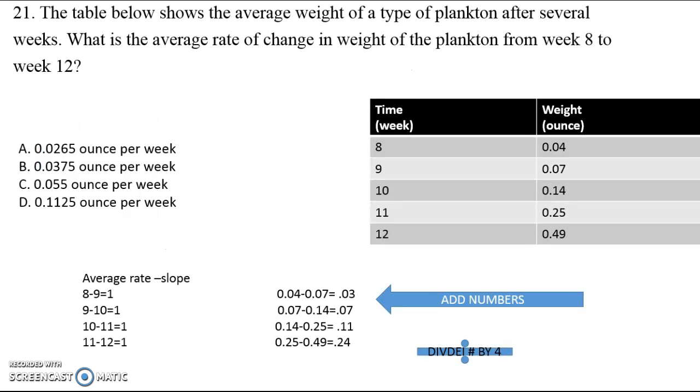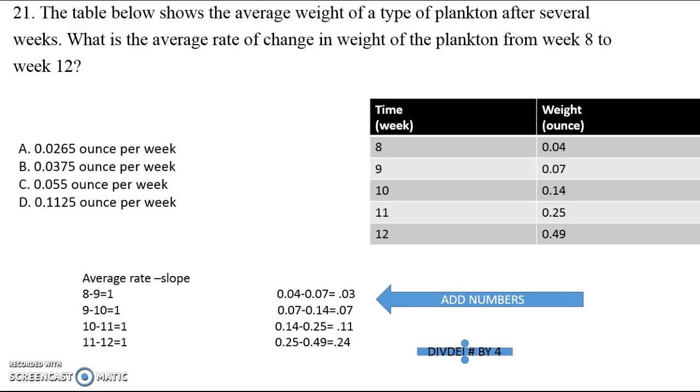The table below shows the average weight of a type of plankton after several weeks. What is the average rate of change in weight of the plankton from week 8 to 12? For this one, all I did was find the difference between each column, which is time and weight. I found the difference between 8 and 9, 9 and 10, 10 and 11, and 11 and 12. As you can see to my left, where it says average rate of slope, all of the differences in time were 1, and the weights were not the same. They changed over time.